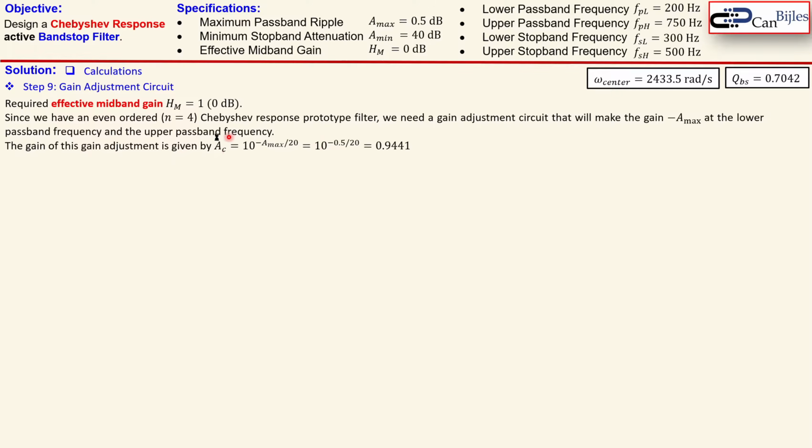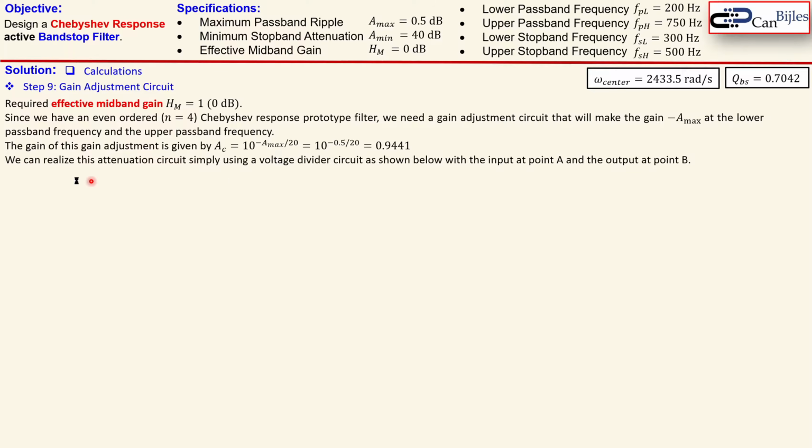So just conversion from the dBs to scalar value, which is then 0.9441. Okay, now we can realize this attenuation circuit using just a voltage divider. We can see that here, so you go in by A and then you measure at B. So we have actually here voltage division. In this case, we have an effective gain over passband gain.